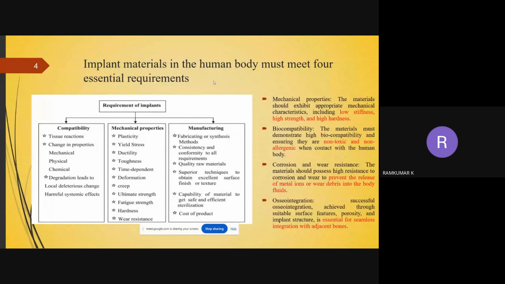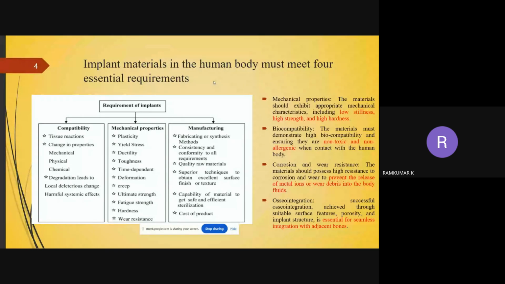The next one is about ultimate strength. Ultimate strength means it should withstand more stress. The next one is about fatigue strength. Fatigue strength is nothing but it should not break even when repeated loads are given. The last one is about hardness. It should be hard enough, which means it should resist scratches and indentation.